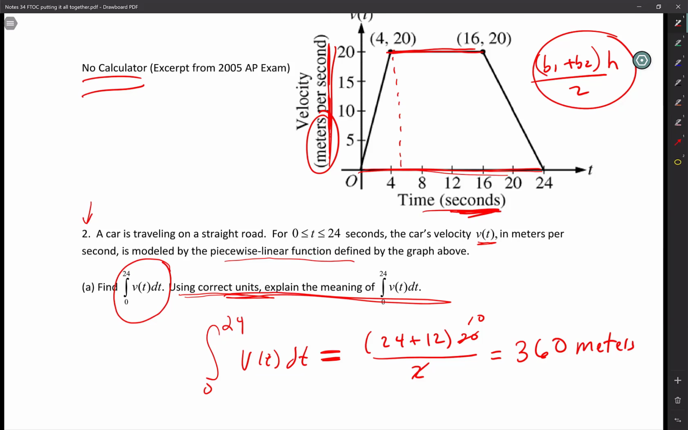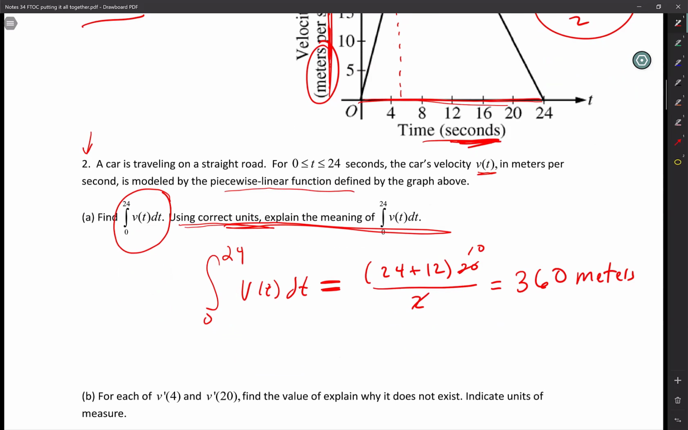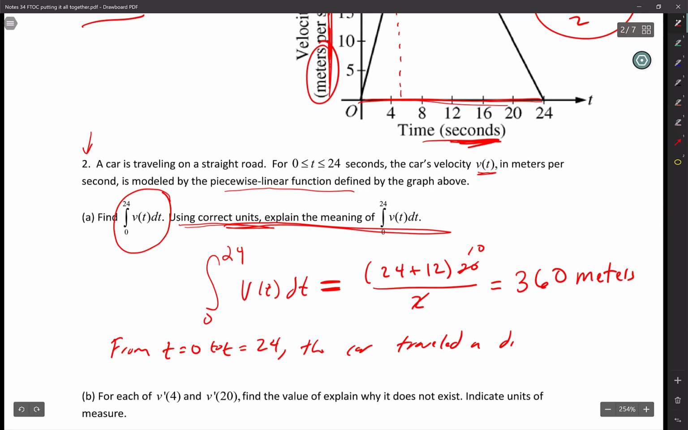Do not write an essay, guys. Please do not write an essay. Just one sentence. If you write a whole bunch and you say one incorrect statement, everything is null and void. So you're just going to write a quick statement and say, from t equals 0 to t equals 24 seconds, the car traveled a distance of 360 meters. There it is. Beautiful math. Nice and concrete. Done. Cool or not cool?